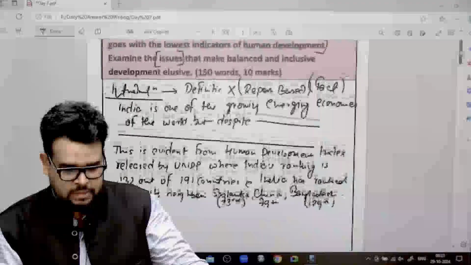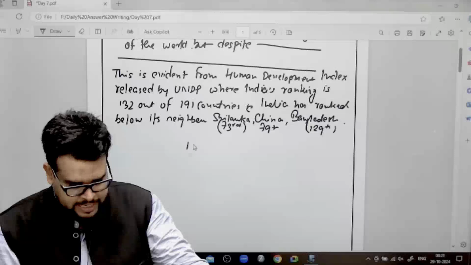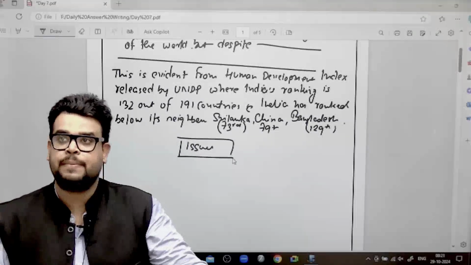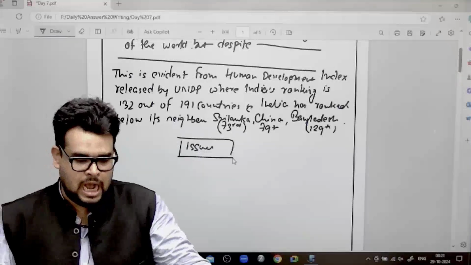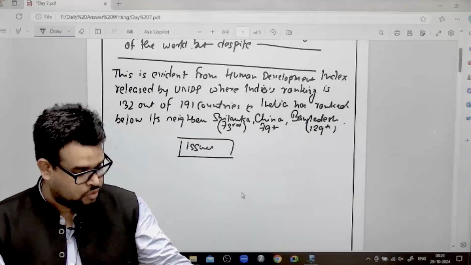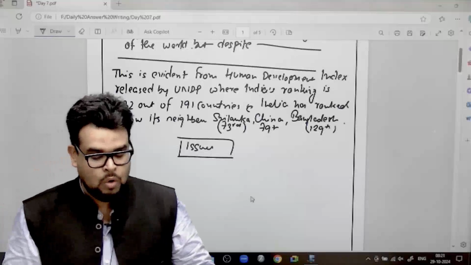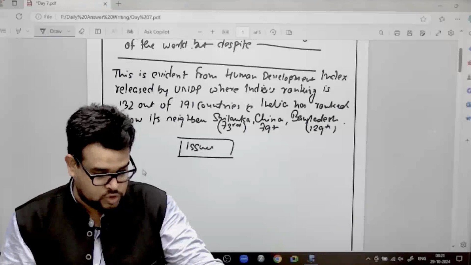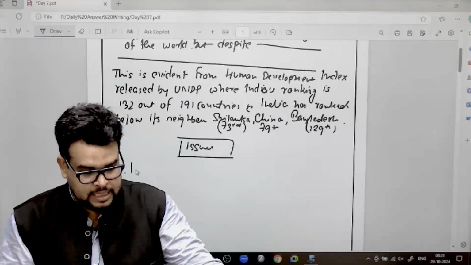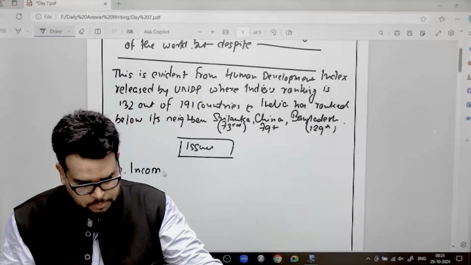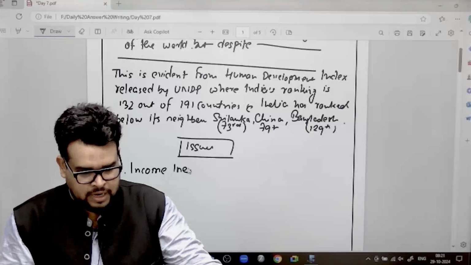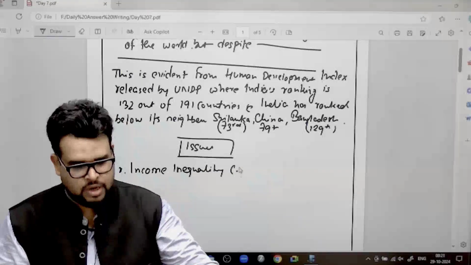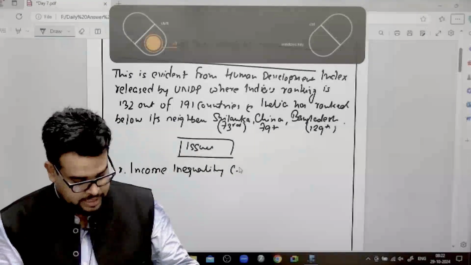Now, going by this, I will put a separate heading called issues. Inside issues, I'll just make you write how an average student's answer will look. The first point here, you can also write it, because in some other questions you can include these points also. The first you can write is income inequality. Income inequality, you can write, I'll dictate.